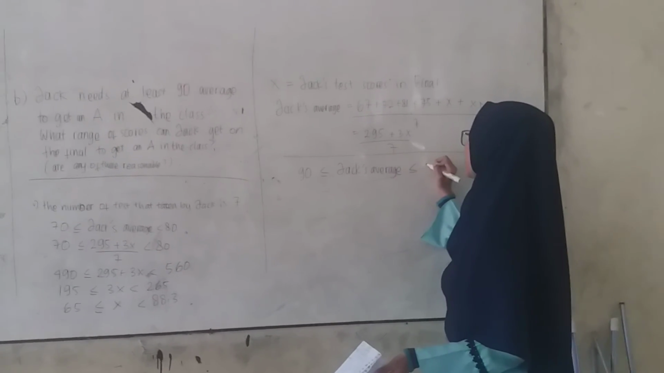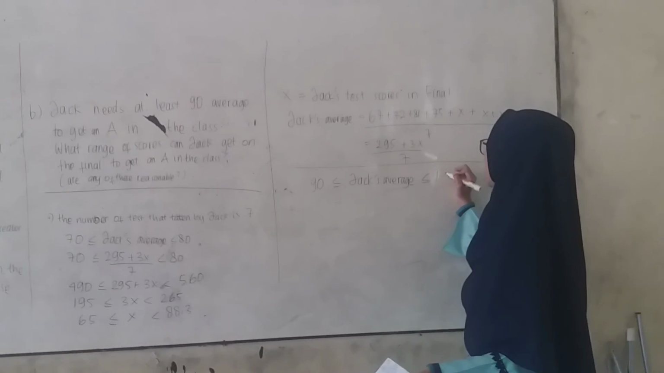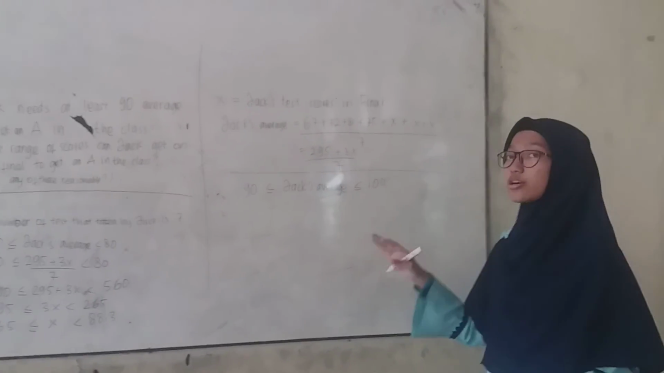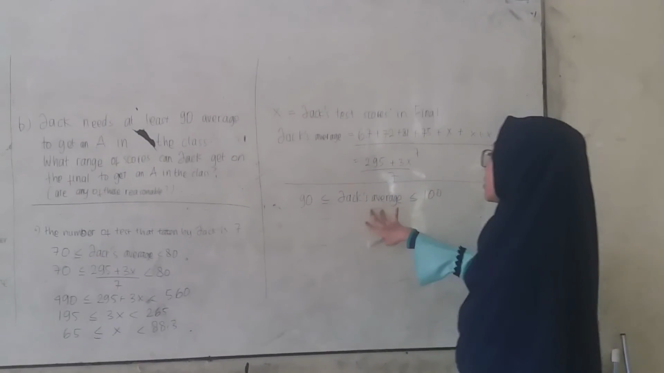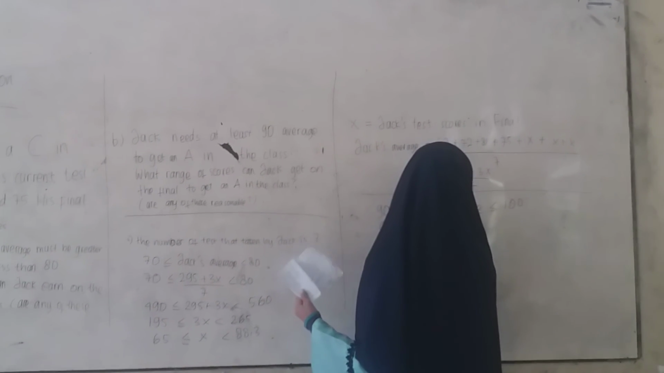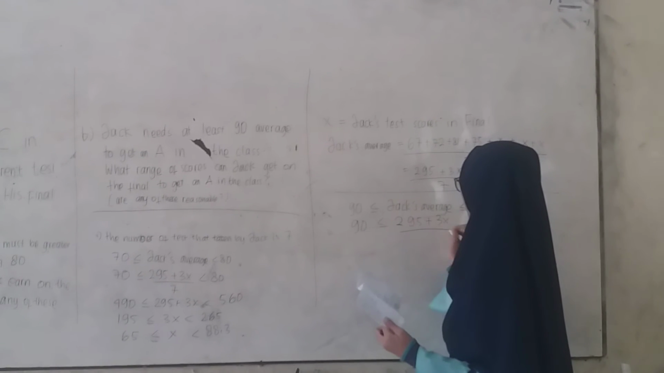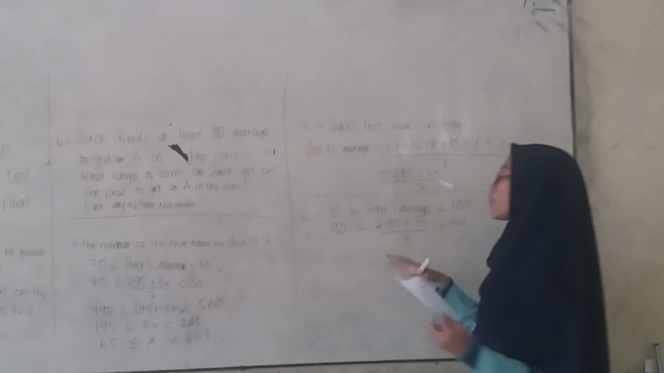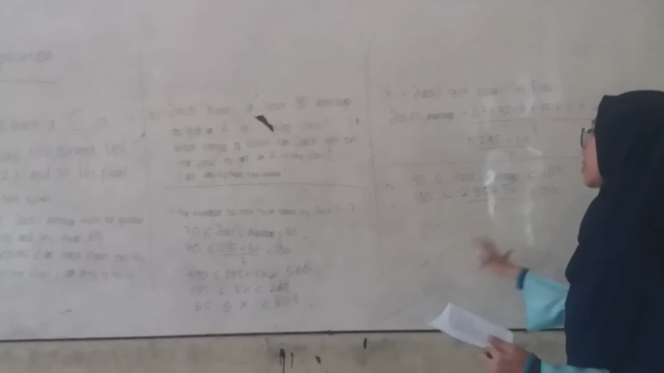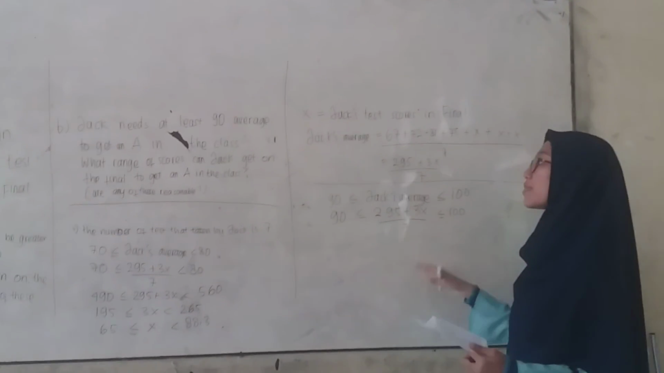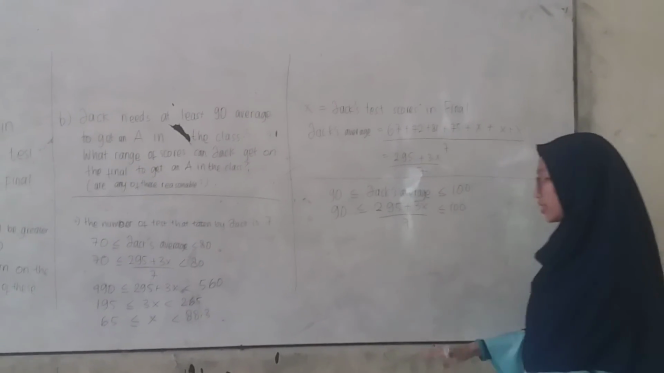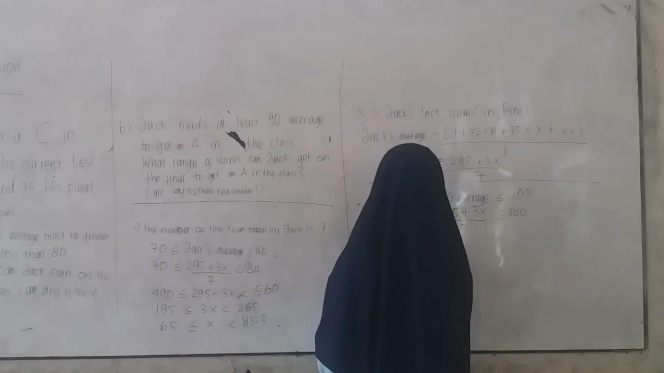This must be less than or equal to 100 because we know the maximal score in the test is 100. So it must be less than or equal to 100. We can substitute this Jack's average. And we do the same steps as in the first question: multiply each side by 7, then subtract 295 from each side, and the last step is to divide each side by 3. So we get this.